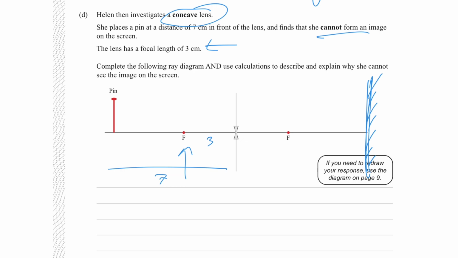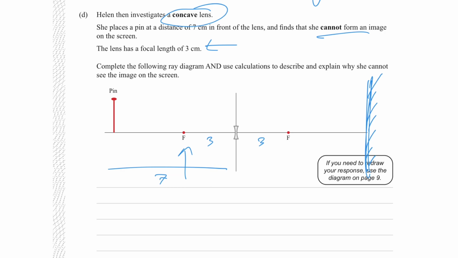So where were we? We've got a pin 7 centimeters in front of the lens. It's a concave, appears to be a biconcave lens, and it can't form an image on the screen. The lens has a focal length of 3 centimeters, so it's 3 centimeters on both of those sides. Complete the following ray diagram and use calculations to describe and explain why she cannot see an image on the screen.